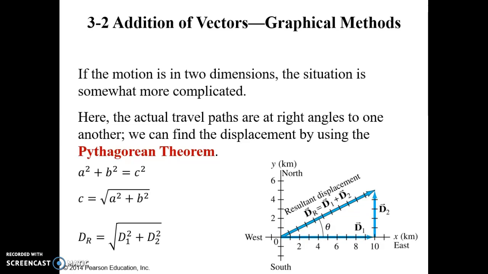Recall Pythagorean theorem. a squared plus b squared equals c squared. We'll mainly use this equation to solve for c, or in this example dr, which represents the hypotenuse of the right triangle.